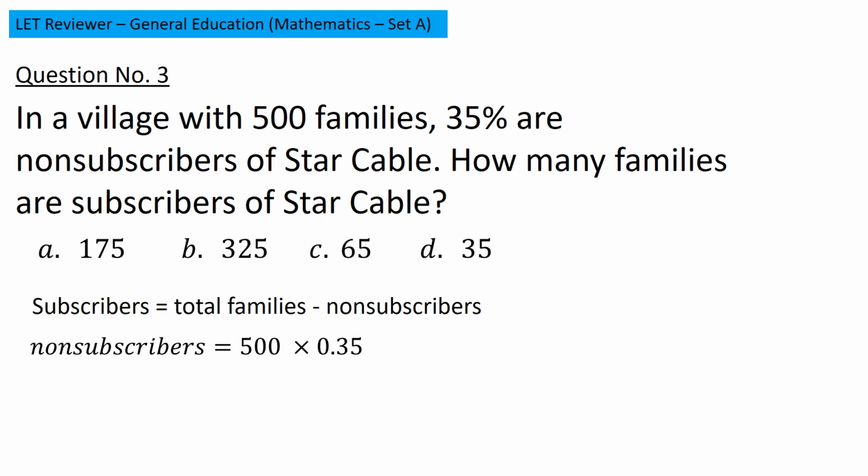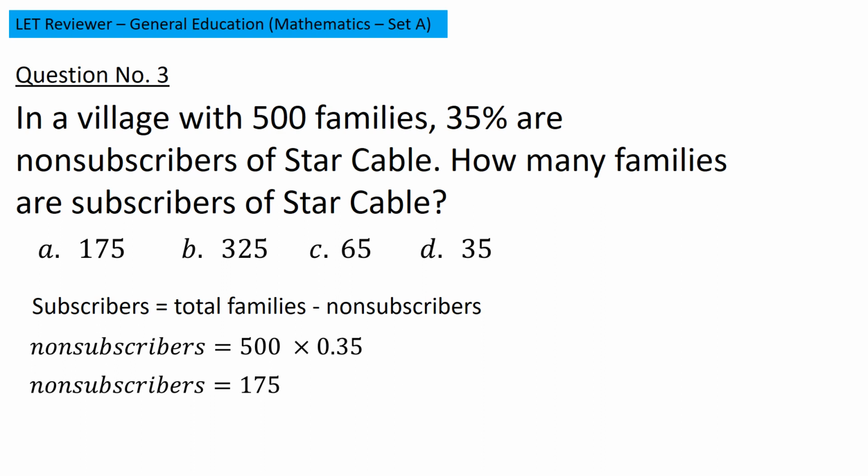So we multiply the number kapag percentage, gagamitin natin yung kanyang equivalent value sa decimal. So 35% is 0.35. To get that, 35 divided by 100, makuha nyo 0.35. So we multiply 500 by 0.35. So that means our non-subscribers will be 175. They are the non-subscribers of Star Cable.